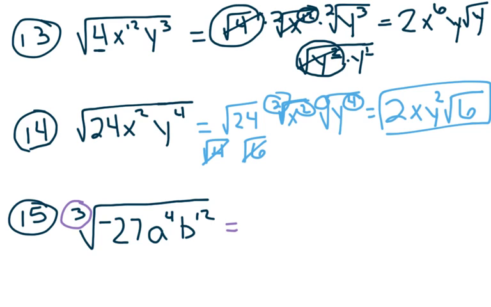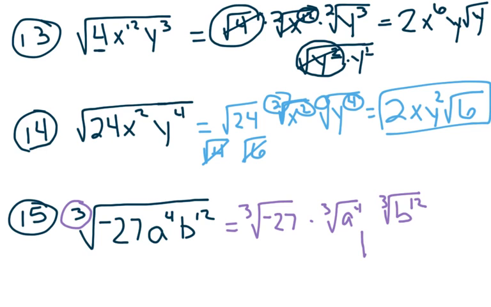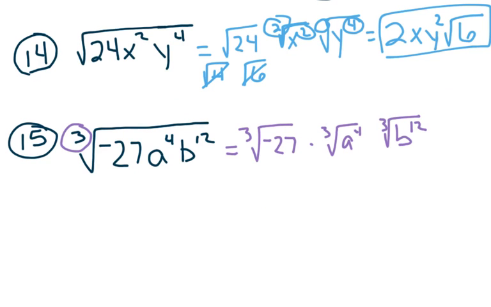Here, notice that we've changed our index. So I've got the cubed root of negative 27 times the cubed root of a to the 4 times the cubed root of b to the 12. Okay, I'm going to go ahead and move this up a little bit, maybe. Okay, the cubed root of negative 27, if you put that into your calculator, you're going to find that is a whole number, negative 3. Okay, so we're done with that.